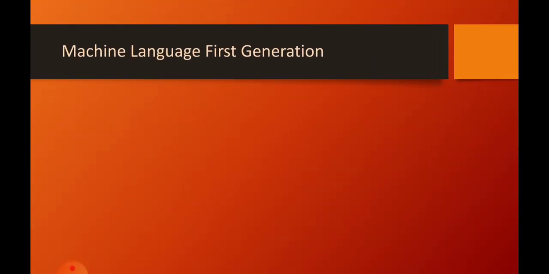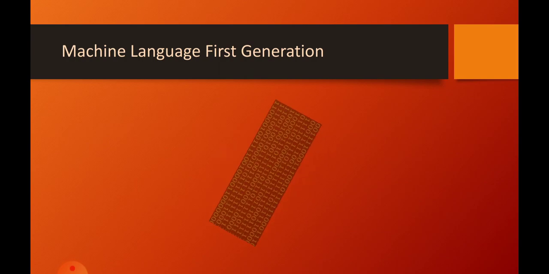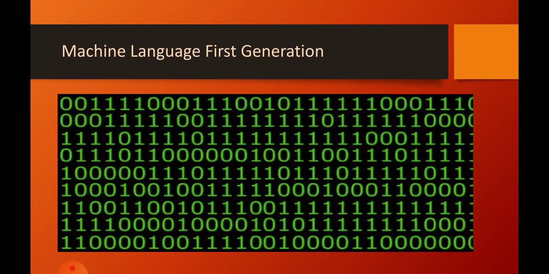First one is machine language or first generation language. It is the only language that a computer understands, and a computer is a machine. It understands only two states, that is 0 and 1. 0 means off state and 1 means on state. The advantage of this programming language is very high speed and very low memory utilization.